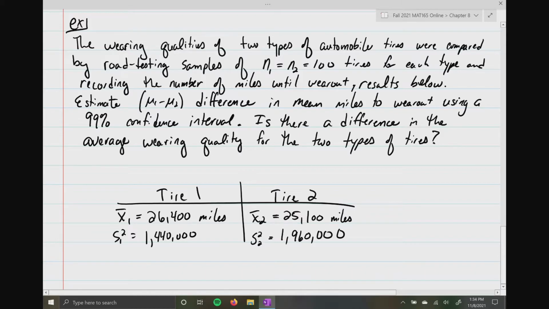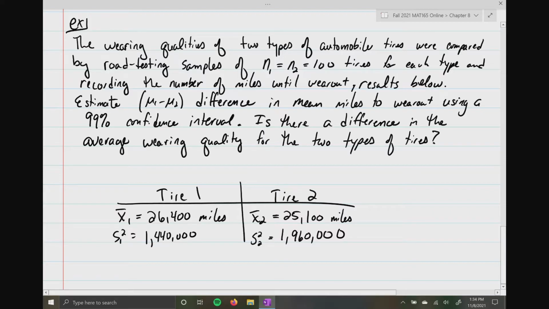All right, so here's our example right here. If you want to, just pause the video, write it down, and then you could follow along, or you could do the problem along with me. So the wearing qualities of two types of automobile tires were compared by road testing samples of n1 equals n2 equals 100 tires for each type, and recording the number of miles until wear out, and the results are shown below. What we want to do is estimate the population mean difference in mean miles to wear out using a 99% confidence interval.